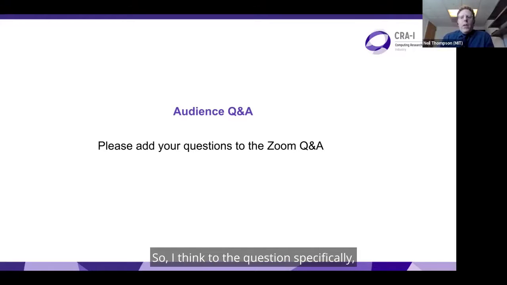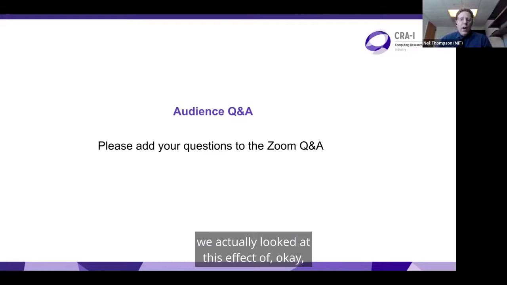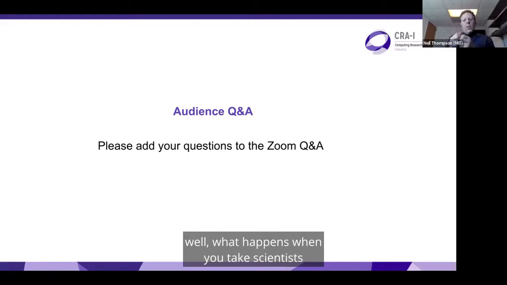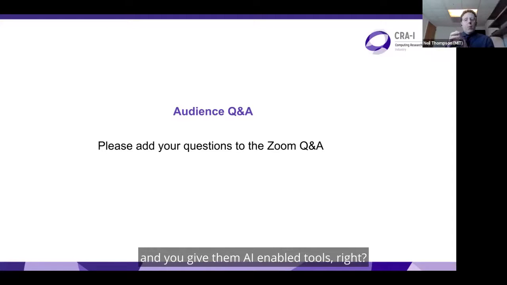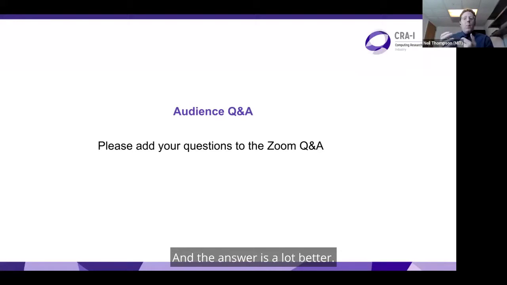So to the question specifically, I think it is too early to know whether this is going to accelerate it. But I think we do have hints that suggest it should. For example, in some of the work that we did, we looked at what happens when you take scientists and give them AI-enabled tools, right? Are they able to better leverage computation than they were before? And the answer is a lot better.